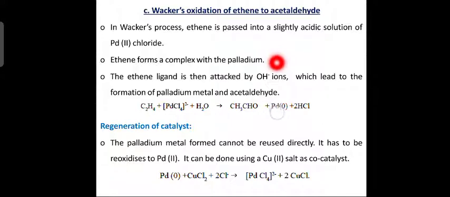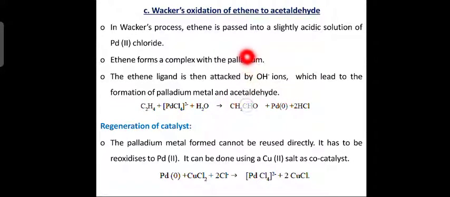Next slide. Now, the third industrial application. Which is the third industrial application? Aqueous oxidation of ethene to acetaldehyde. Now, this mechanism consists of 6 steps. So, here also there are 6 steps. Now, in the aqueous process, ethene is passed into a slightly acidic solution of palladium 2 chloride. So, ethene complexes with palladium and the ethene ligand is then attacked by OH minus ion, which leads to the formation of palladium metal and acetaldehyde.